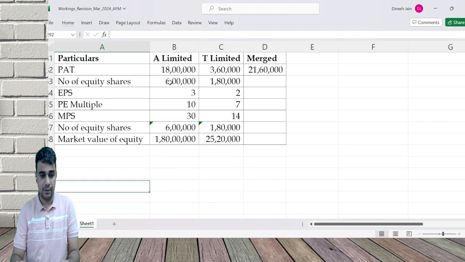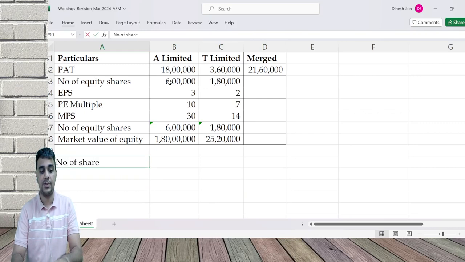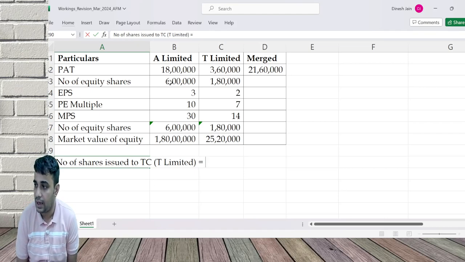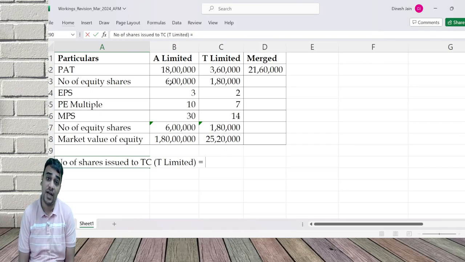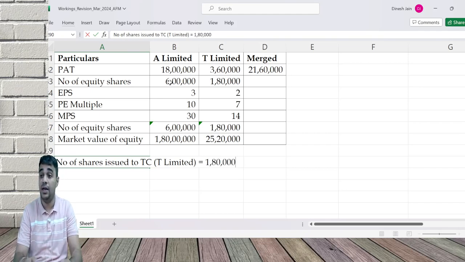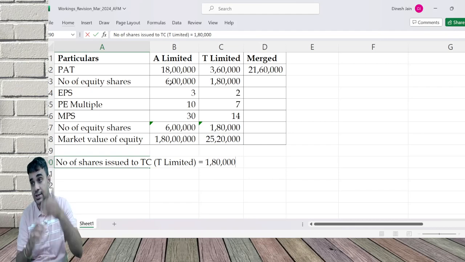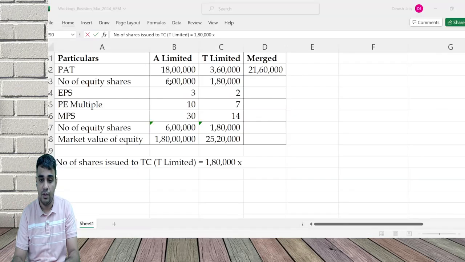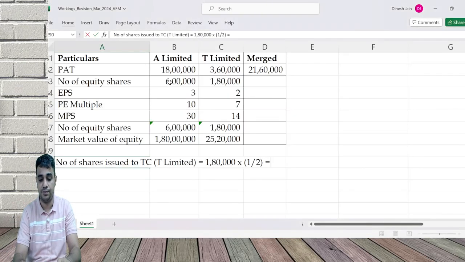Below the table, number of shares issued to TC. TC is target company. Number of shares issued to the target company. How many shares are there in the target company? Against this, I may issue more or less. That's my wish. That's the swap ratio given. What's the swap ratio? 1:2. So into 1/2.